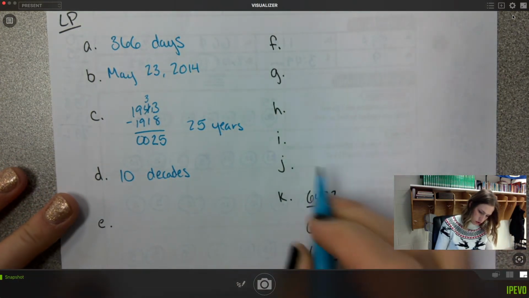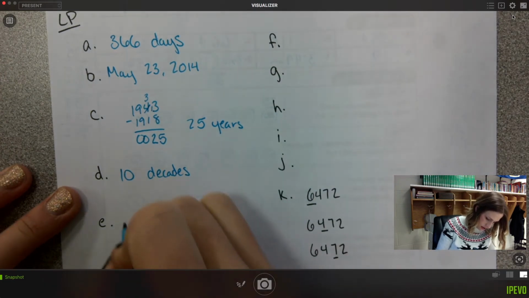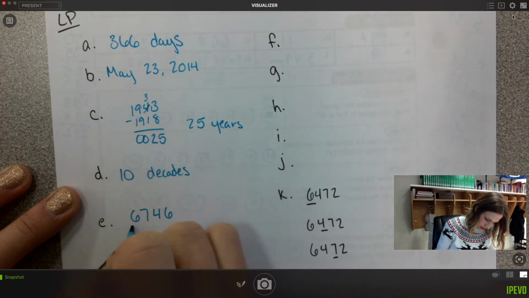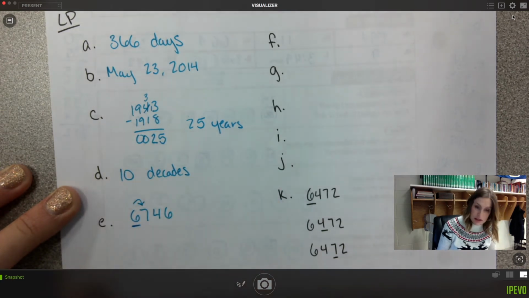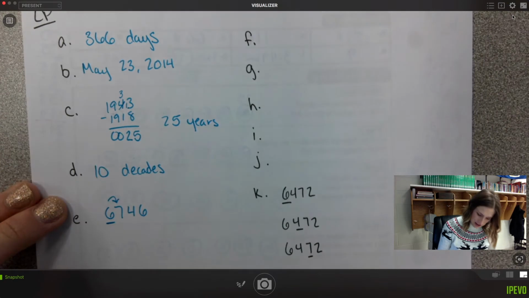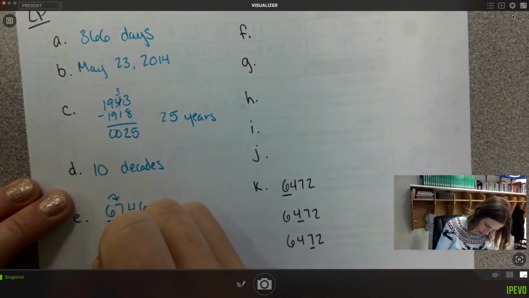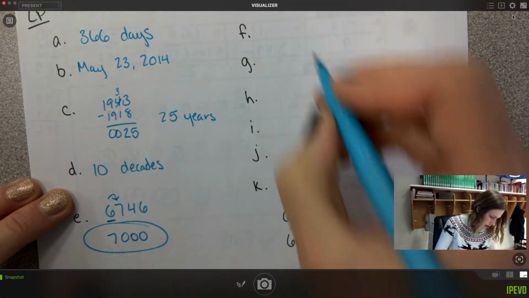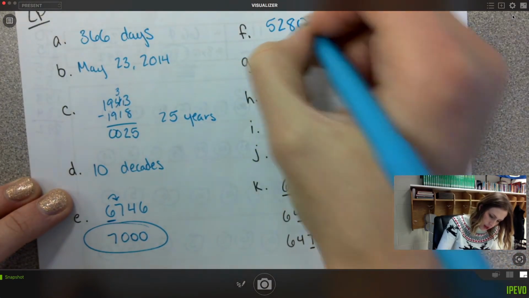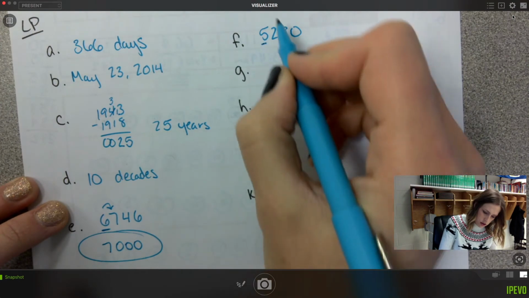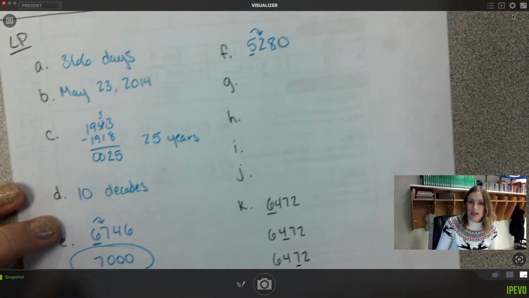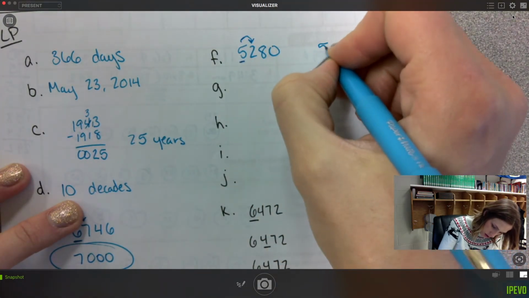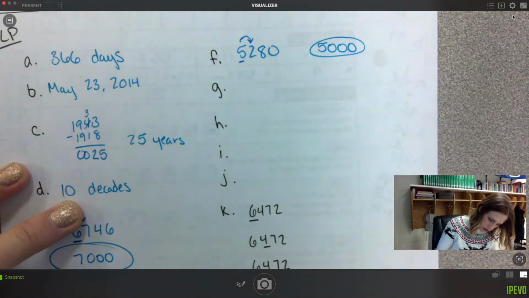E through J, we're rounding each number to the nearest 1,000. 6,746, nearest 1,000. 6 looks at the 7. 7 says go up one time. So we get 7,000. F, 5,280, nearest 1,000. 5 looks at the 2. 2 says stay the same, so we stay at 5,000.